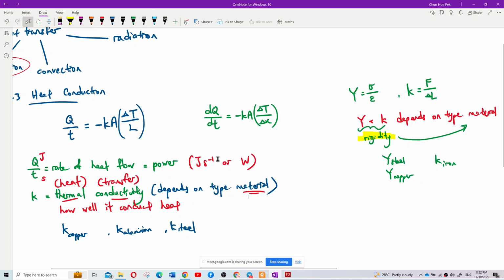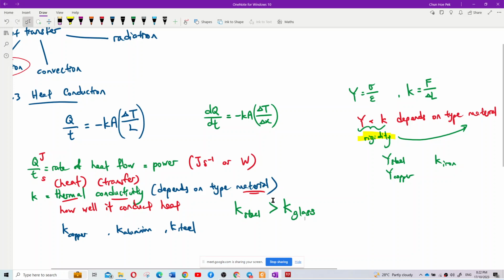Some materials become hot very fast. I give one good example. The thermal conductivity of steel, of course, is bigger than glass. Glass is a bad conductor of heat. Steel is a good conductor of heat.